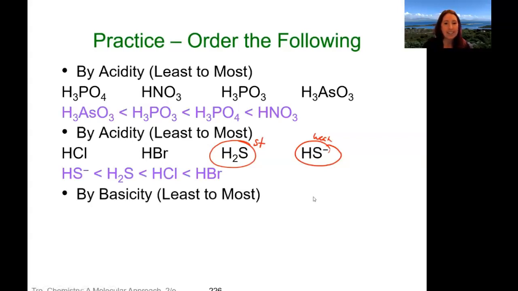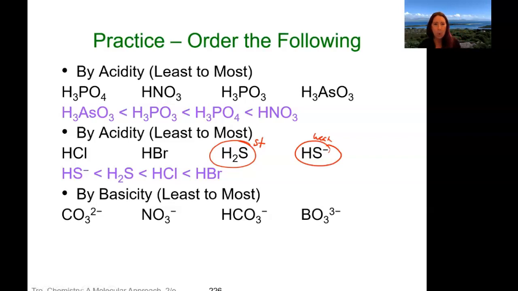Okay, now this time I'm changing it up. This time it's basicity. So least basic to more basic. Okay. Least basic to more basic, right? So that means we're starting with the most acidic to the least acidic, right? Basicity in our brains is a little harder than acids for some reason, right? So we want the one that's going to be least to most. So that means we're starting with the one that has a lower pH to a greater pH.